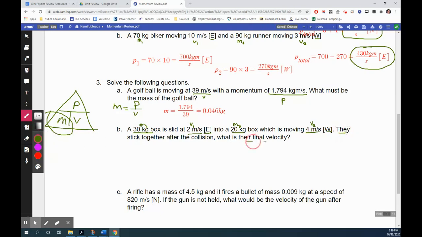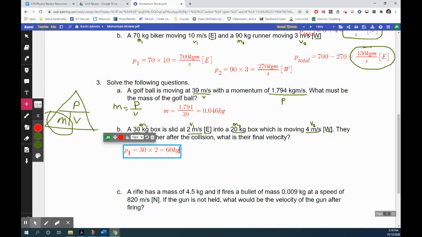We're going to be wondering what our final velocity is, because they're going to stick together after the collision. But let's do that later, okay? Let's first just find what the total momentum is, kind of like we did up top. P1 is mass, which is 30, times velocity, which is 2, and that gives me 60 kilogram meters per second. P2 is 20 kilograms times the velocity, because P equals mv, of 4 meters per second. And so that gives us 80 kilogram meters per second.